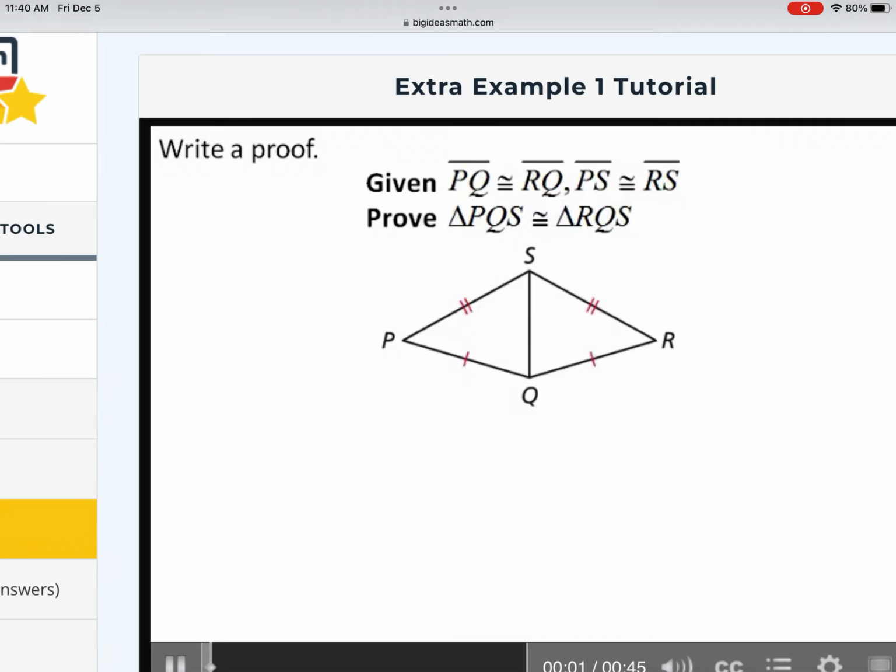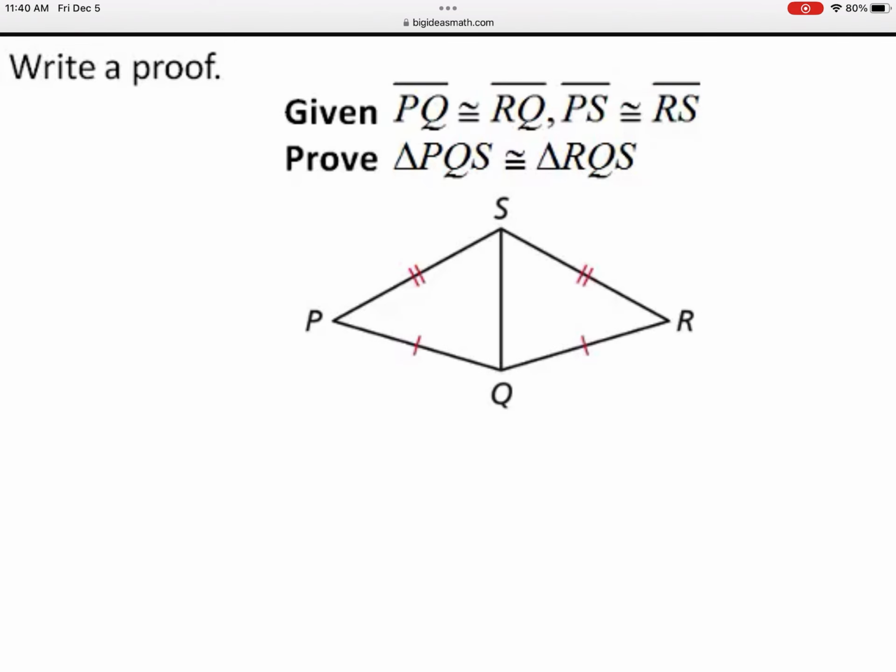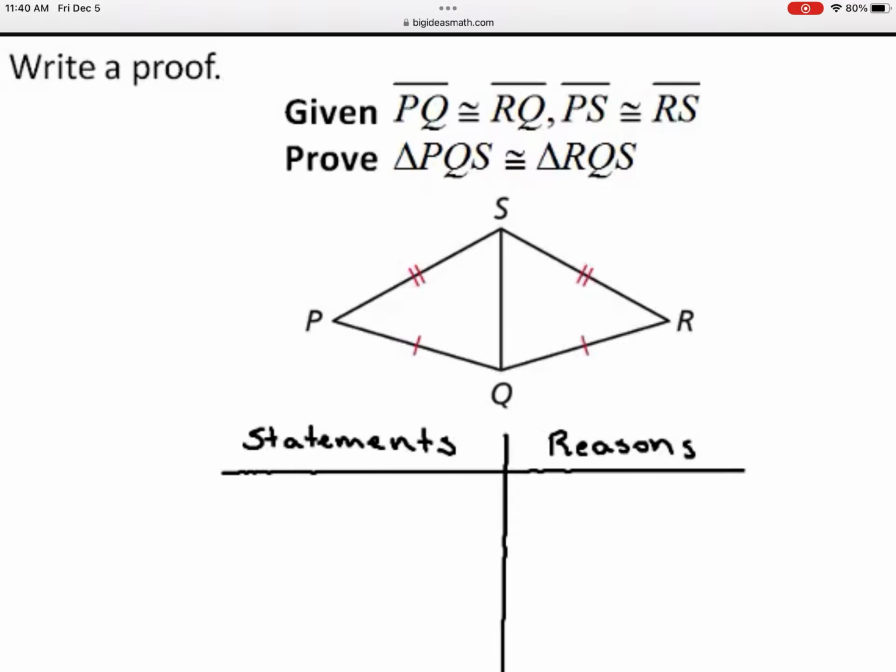Write a proof. Given that line segment PQ is congruent to line segment RQ, and line segment PS is congruent to line segment RS, prove that triangle PQS is congruent to triangle RQS. Begin by setting up a statements and reasons table.